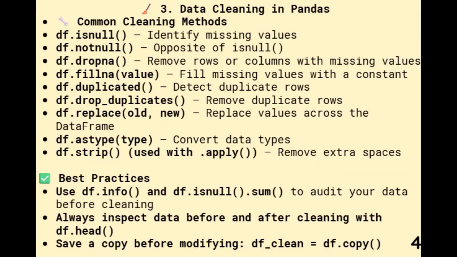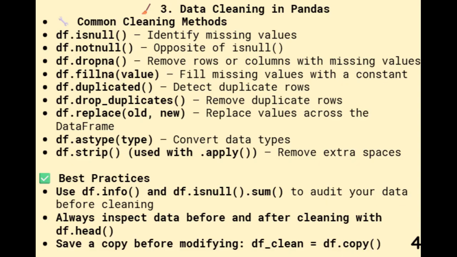Data cleaning in Pandas. Common cleaning methods. df.isnull identifies missing values. df.notnull finds values that are not missing. df.dropna removes rows or columns with missing data. df.fillna with a value fills in missing values using a constant. df.duplicated detects duplicate rows. df.drop_duplicates removes repeated rows.